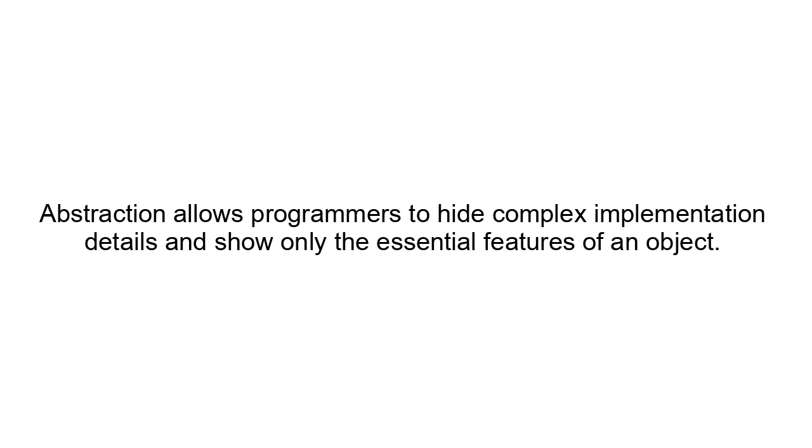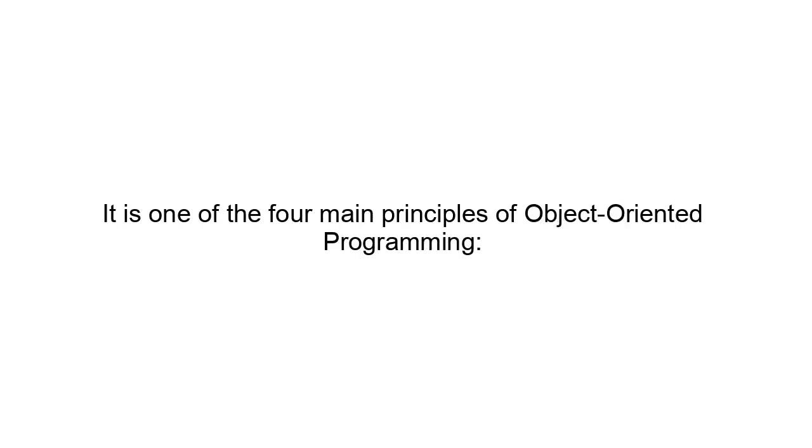It is one of the four main principles of object-oriented programming: encapsulation, inheritance, polymorphism, abstraction. Abstraction helps developers focus on what an object is instead of how it works internally.